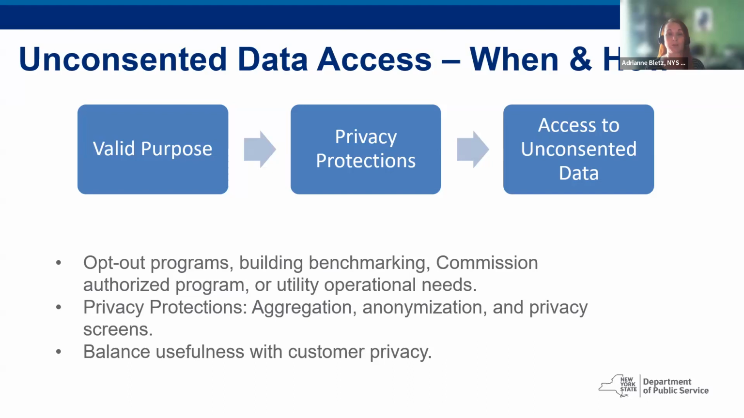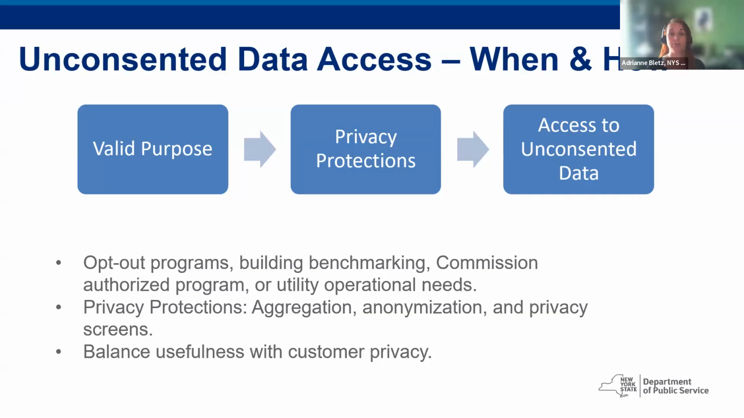Privacy protections are mandatory for these use cases, with the primary protections being aggregation, anonymization, and the application of applicable privacy screens. So aggregation means combining data from multiple customers so that no single person's information can be identified. This is typically done to identify energy usage totals at a building or community level. Anonymization removes all personally identifying details. This would be things like names, addresses, and account numbers. This makes it impossible, or at least highly impractical, to link the data back to a specific customer.